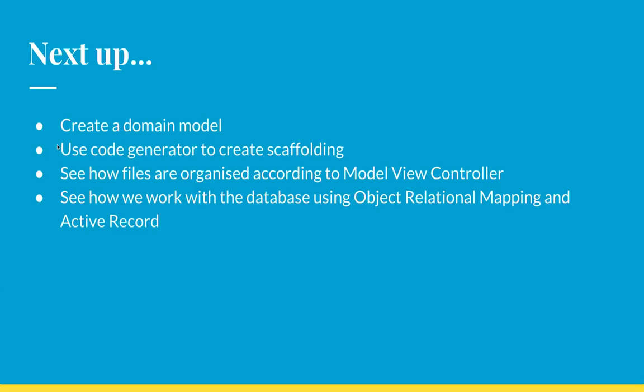In the next few videos, we're going to create an application using Rails. So first of all, we're going to create a domain model. Then we're going to use the code generator to generate the scaffolding for us. We're going to see how the files are organized according to MVC, and we're going to see how we can use the object relational mapping and active record, the data access framework of Rails, to work with the database.